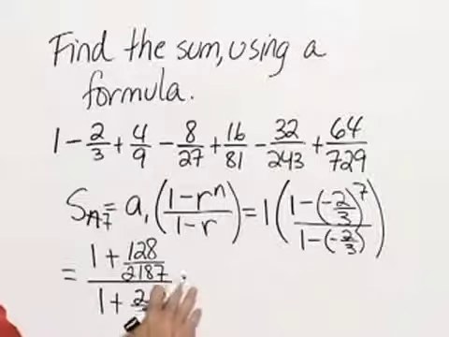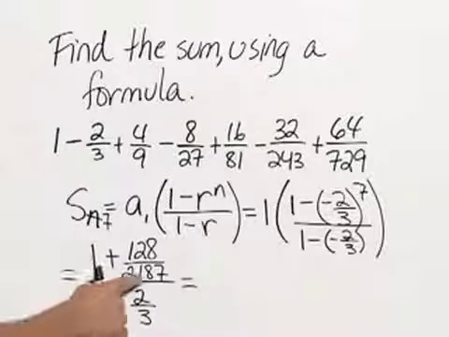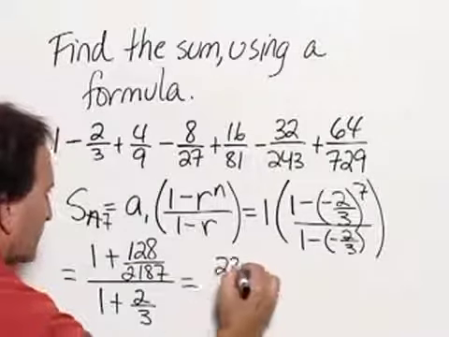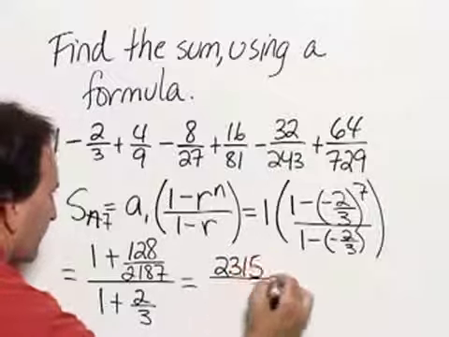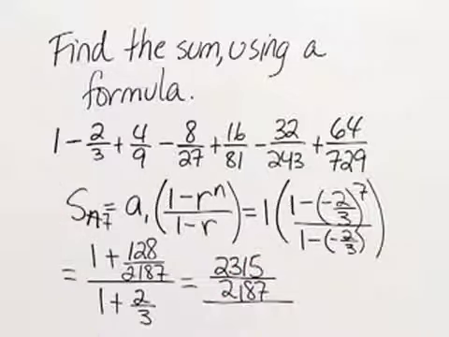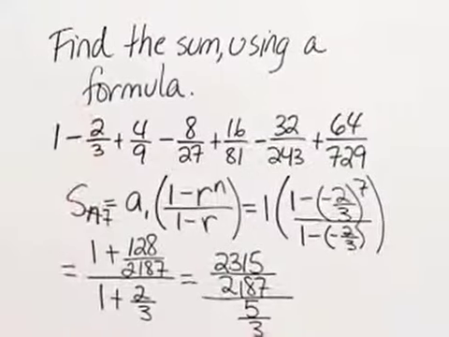Simplifying this a little bit further, to add these two together, we would have to change the 1 into 2187 over 2187. So I'm going to add 2187 to 128. That gives me 2,315 over the 2,187. And in the denominator, we change the 1 to 3 over 3. 3 plus 2 is 5, so it's over 5/3.